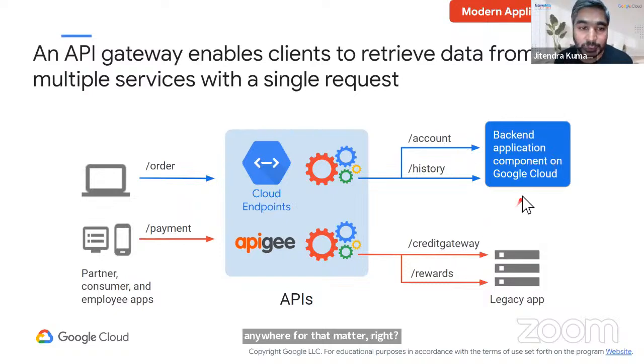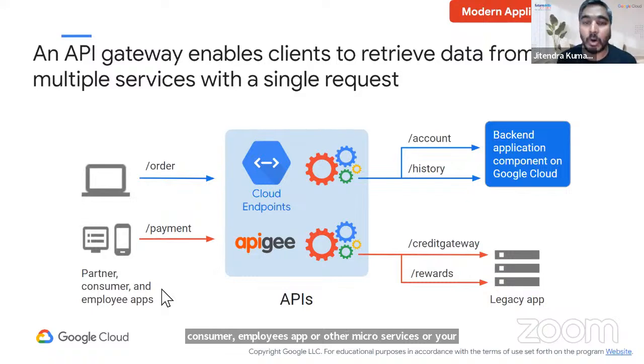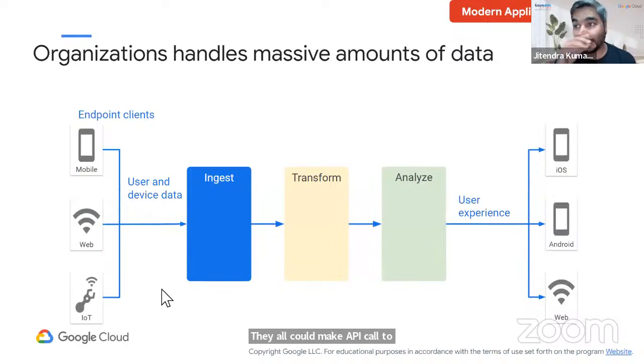The blue box that you see is running in Google Cloud. And this is running outside Google Cloud. No problem. Apigee could have all of these backend services running and could expose your API calls. So your partner, consumer, employees app, or other microservices, or your mobile endpoints and those devices, they all could make an API call to access your services here. Right? Now, so this was the second part of this whole equation that we have discussed.